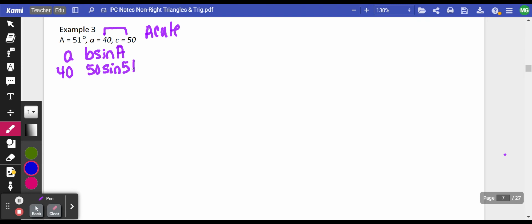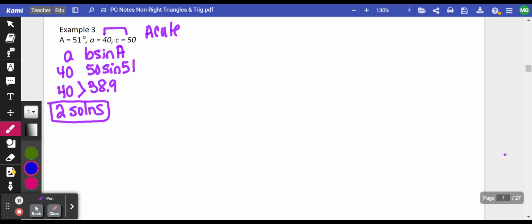Go ahead and do that in your calculators. What you should get is that 40 obviously doesn't change, but on the right side you get 38.9. So 40 is bigger than 38.9. And what that tells us is that it's possible for us to have two solutions. And you know what? We're so lucky. We get to calculate out the two solutions.